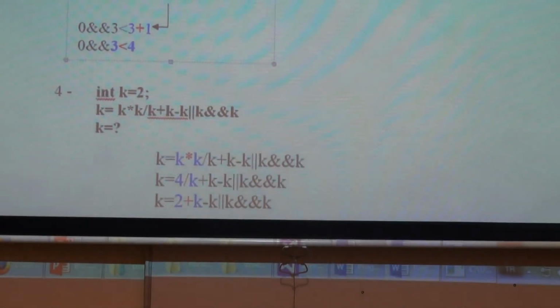You remember this: false is 0, true is anything else, but the compiler always gives 1 as the result for true. So the fourth one.